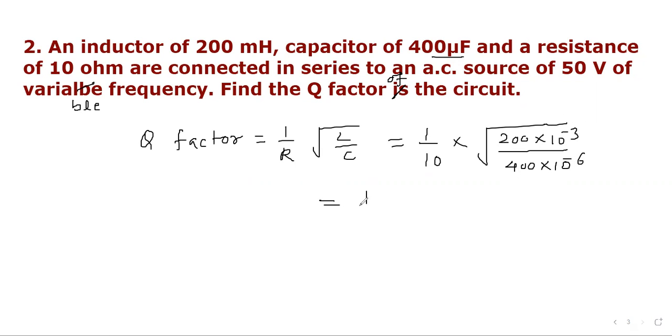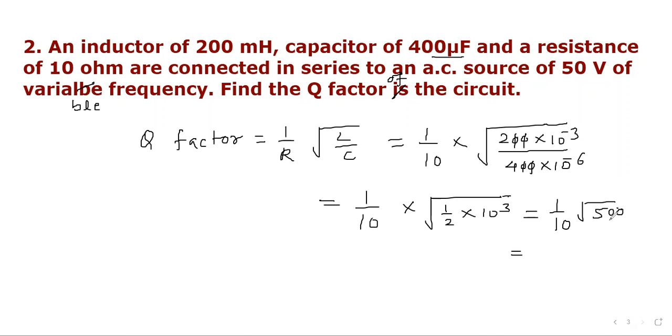So let's simplify it. 1 upon 10 times root of, here 0 will cancel out, 1 upon 2 times, this will become 10 power 3. It means 1000 divided by 2, that is 500. 1 upon 10, root 500. So this can be written as 10 upon 10 times root 5. So 10 will cancel out and root 5 will be left, which is our answer.